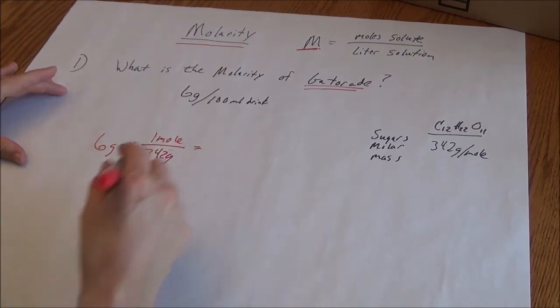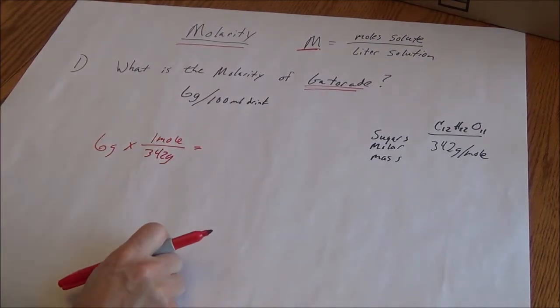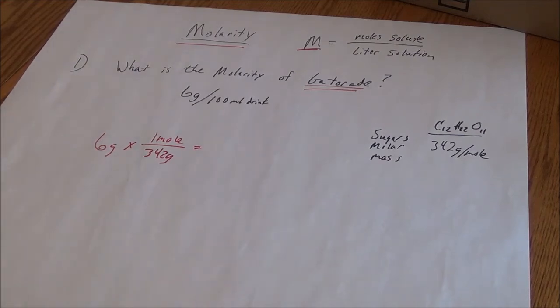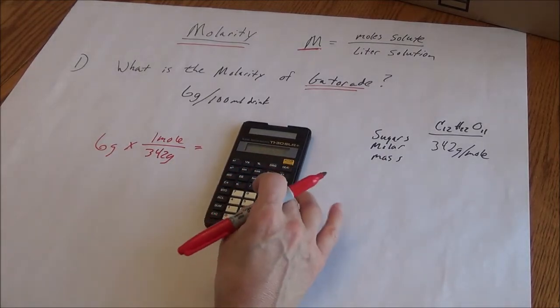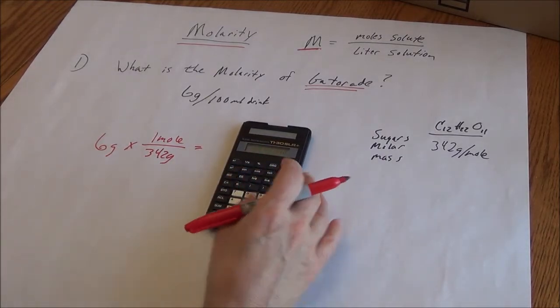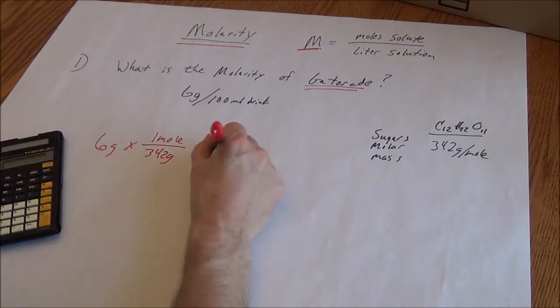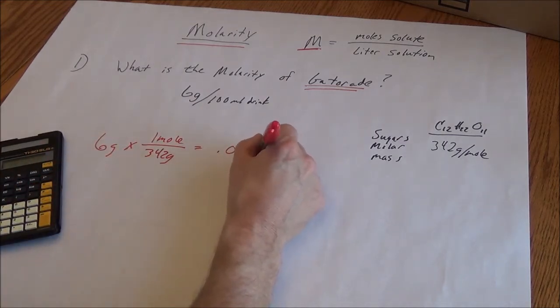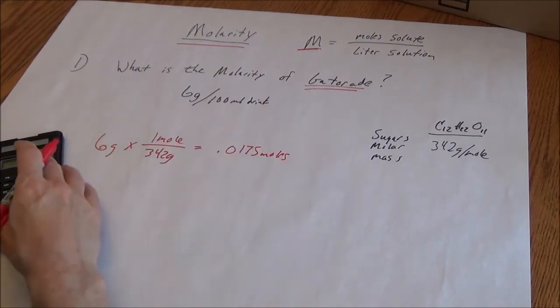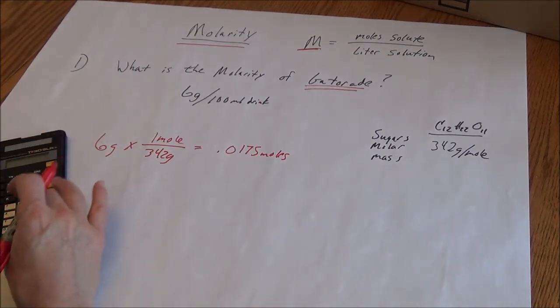Now, I don't have my calculator around. Let me grab it, sorry. So I need to take my 6 and divide it by 342, and I get 0.0175 moles. Let me just make sure that's right.